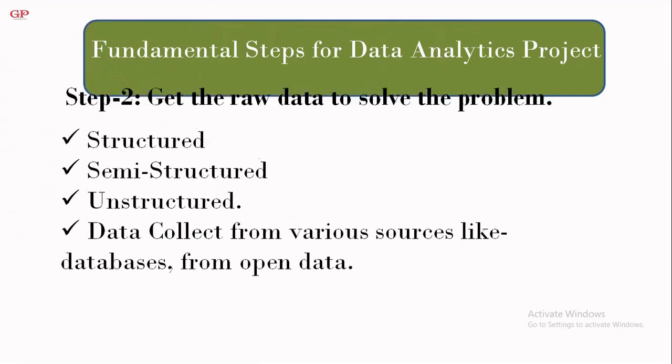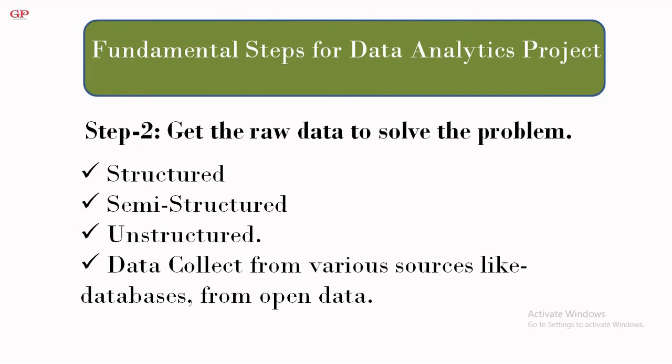Coming to the next step, get the raw data to solve the problem. Once the goal is defined, it's time to look for our data, mixing and merging data from as many data sources as possible. We know that data is available in different formats, which may be structured, semi-structured and unstructured. The data might be collected from various sources like an API or some website. That data we need to organize to solve the problem.